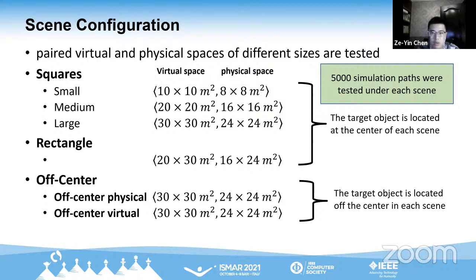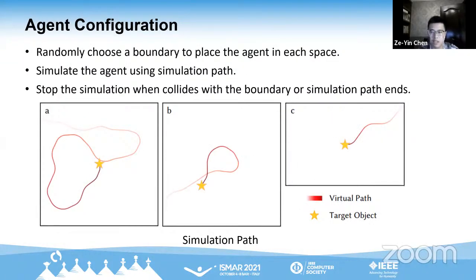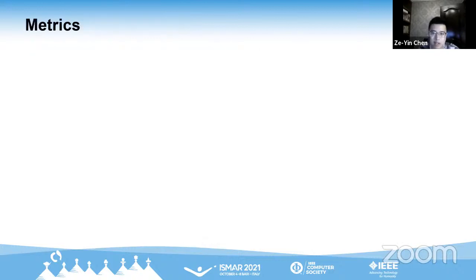The simulation tests include real and virtual square and rectangular spaces of different sizes. The performance of the algorithm was also tested when the target was located on or off the center in real and virtual space. Under each space, we tested 5,000 simulation paths. Here is an illustration of simulated virtual paths under different scenarios. After the simulation scenario is configured, the agent is placed at any boundary of the real space and simulated by following the virtual simulation path, and we stop the simulation when it reaches the boundary of the real scene or the simulation path ends.